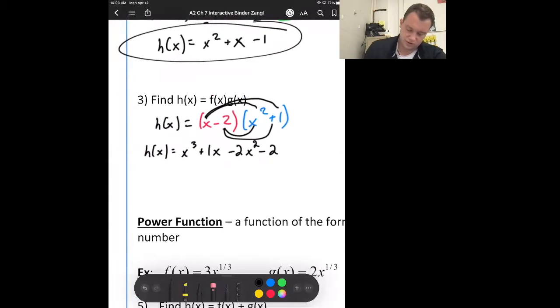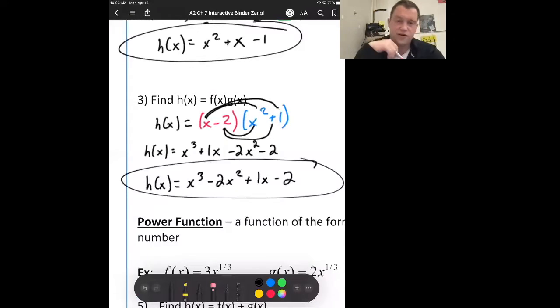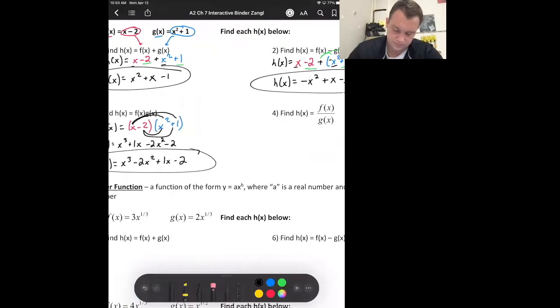Then again, I want to put this in like terms or standard form, so my highest exponent down to my lowest. So I would say h of x equals x cubed minus 2x squared plus 1x minus 2. And right there would be our final answer: x cubed minus 2x squared plus 1x minus 2.